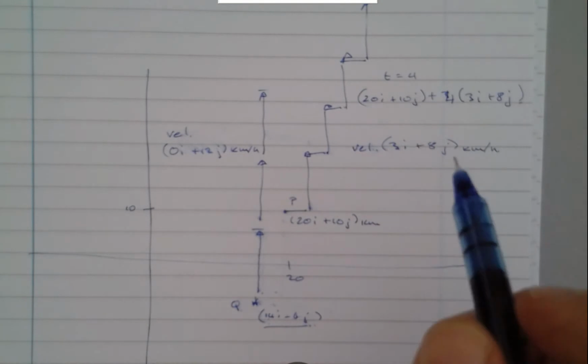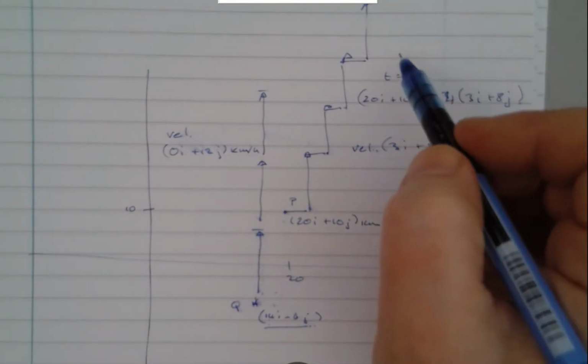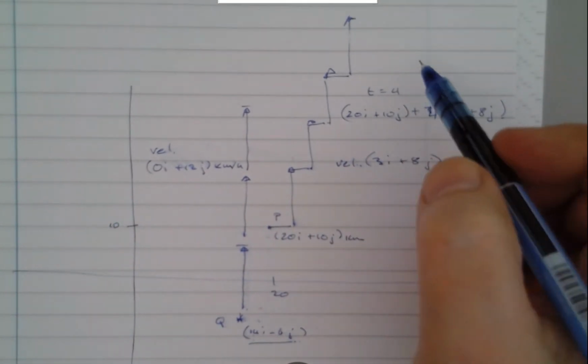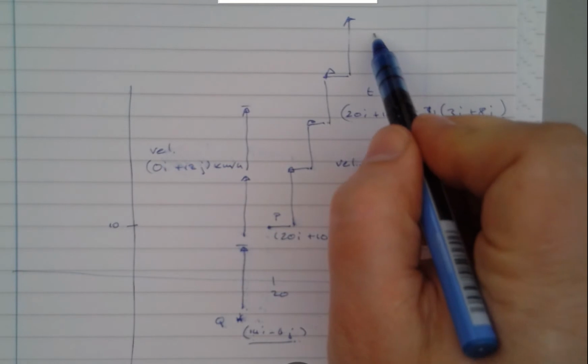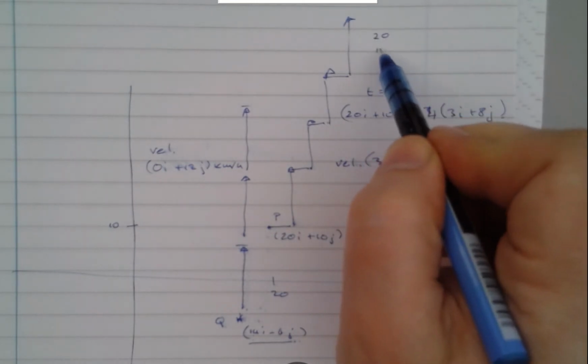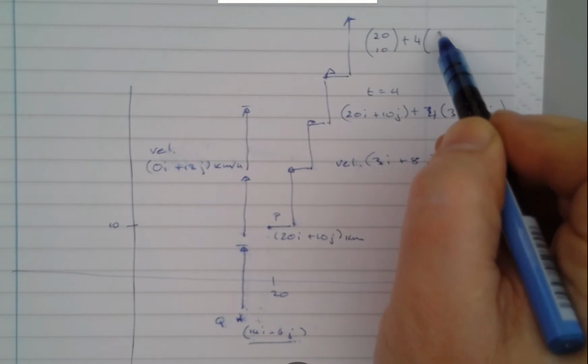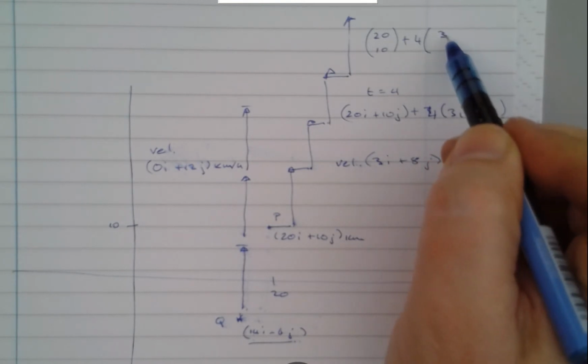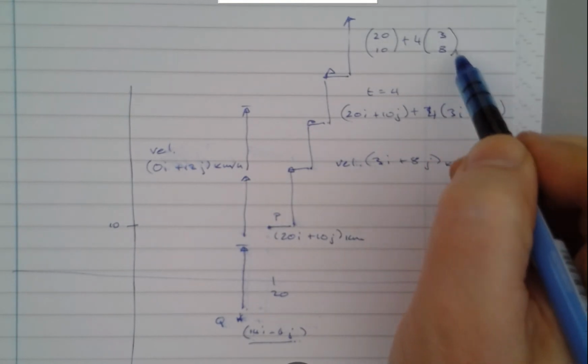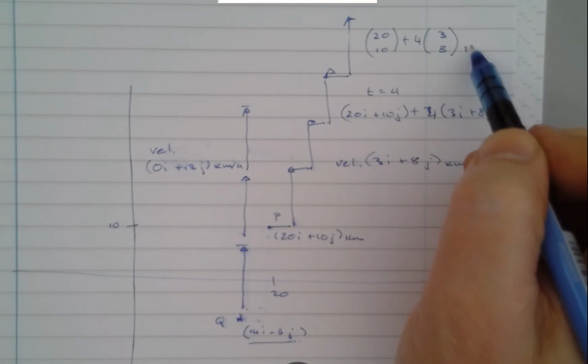and so we get an expression, which is this. So the actual kilometers, we can also do it in column notation. So (20, 10) plus 4 lots of the movement every hour, (3, 8), 3 to the right and 8 up. Okay, and that would be in kilometers.